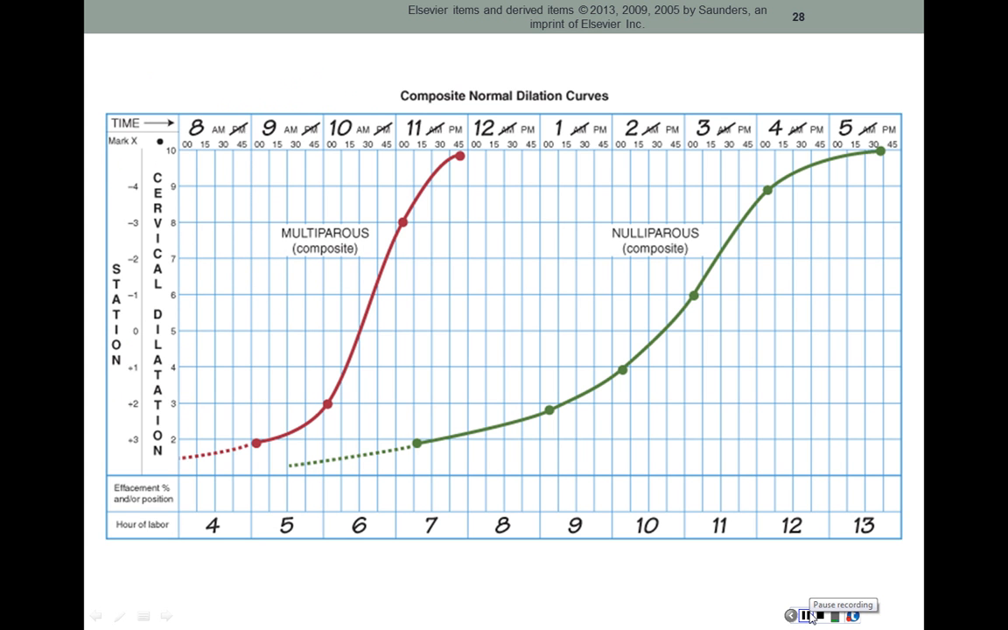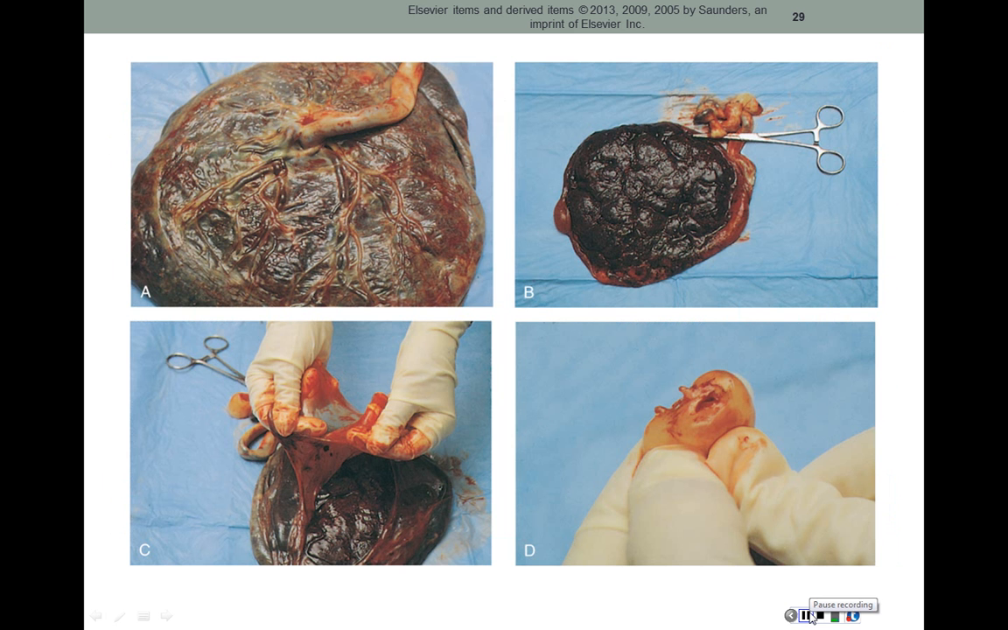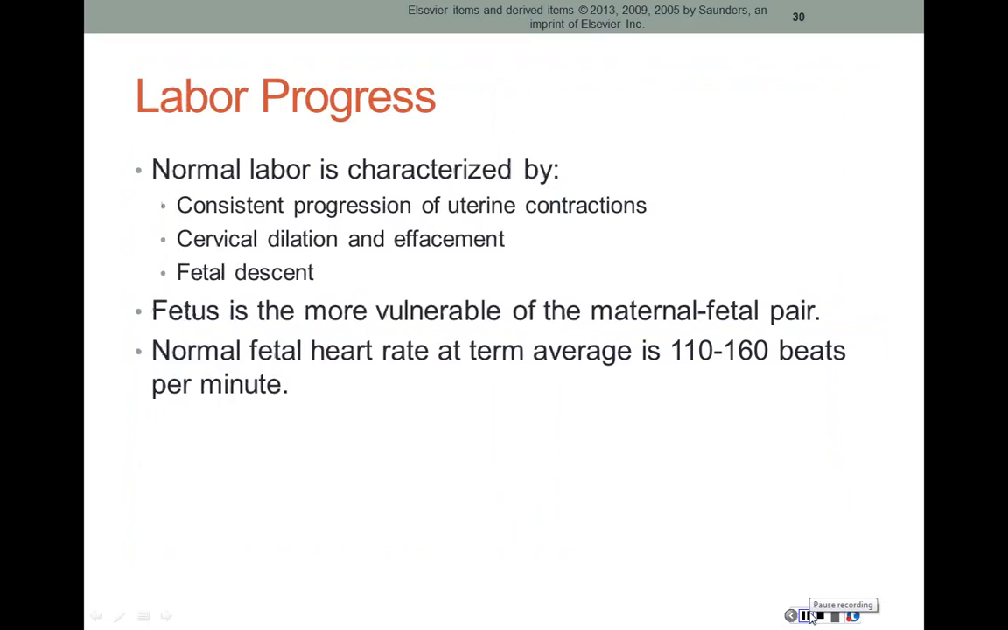This is a representation of Friedman's curve, and it's just a way to see if dilation is progressing at an expected rate, and it compares a multiparous to a nulliparous mom and how things may differ. Okay, this is just a picture of the placenta once the placenta has been born. I'm sorry, I guess not born, but expelled.